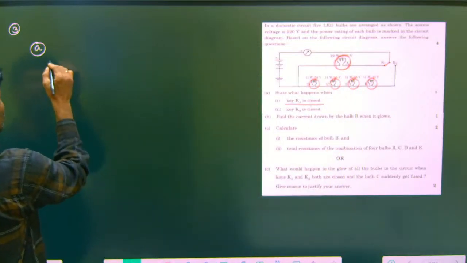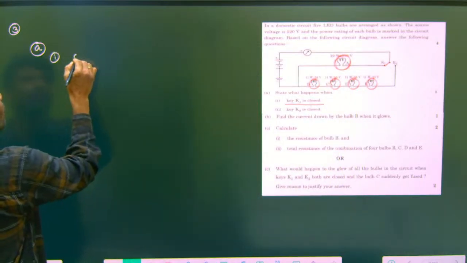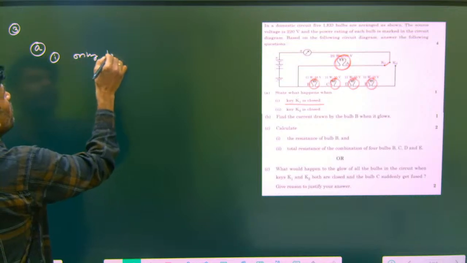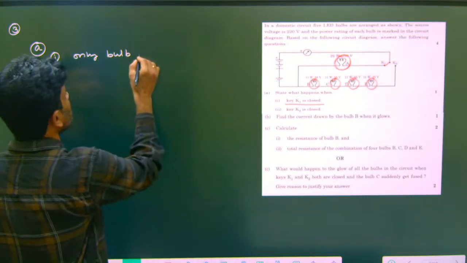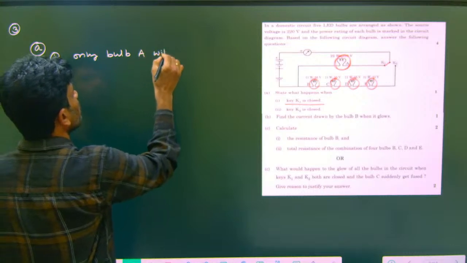In this A, the first question answer is what? Only bulb A will glow.